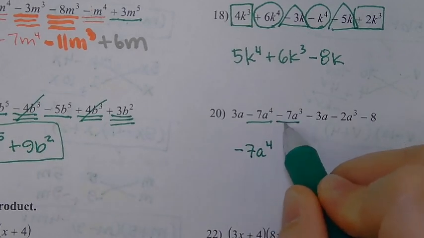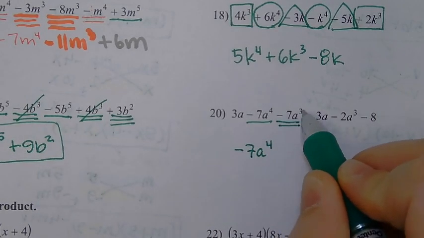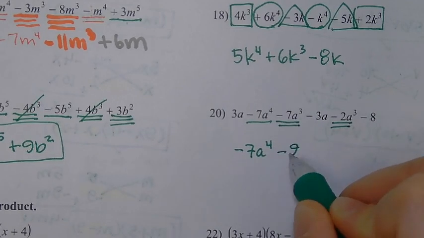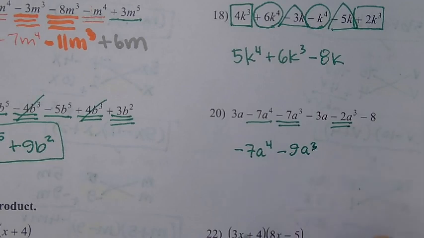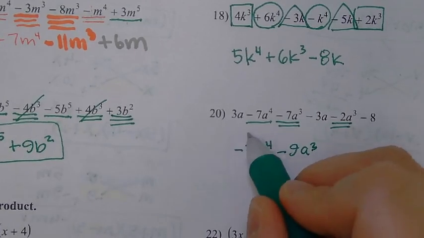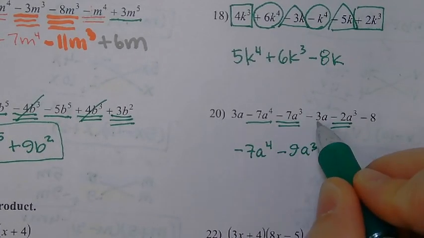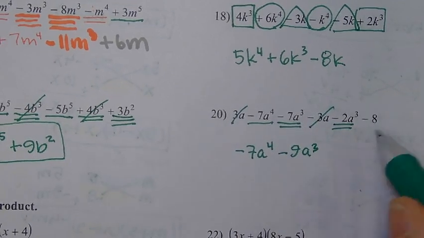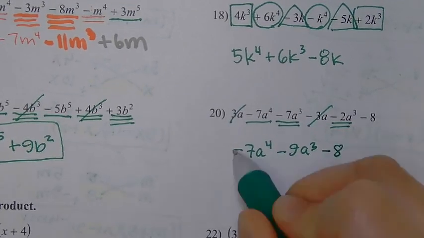Next one is going to be negative 7a cubed minus 2a cubed, which is going to be minus 9a cubed. Oops, cubed. All right, negative 7 minus 2, minus 9. And the next one is going to be my a's. My 3a minus 3a, that cancels out. And then we just have this minus 8.